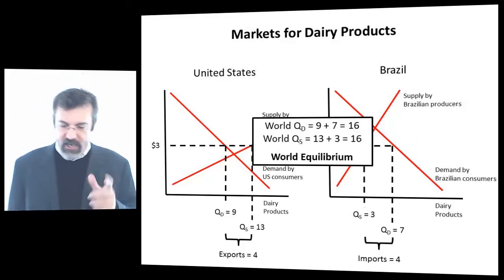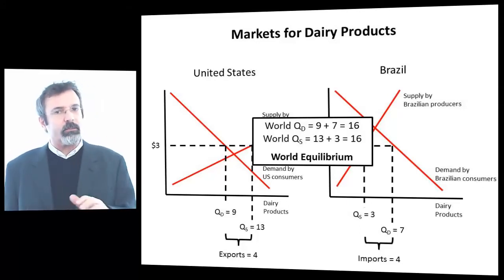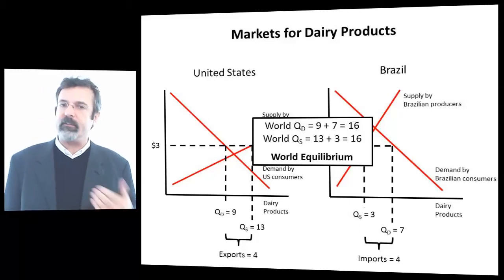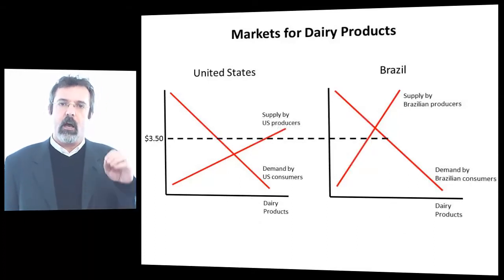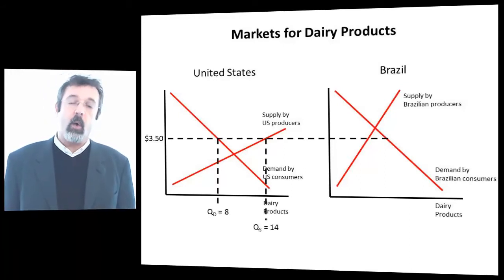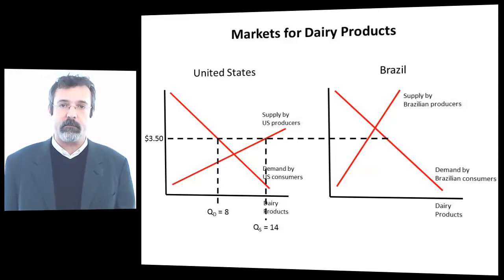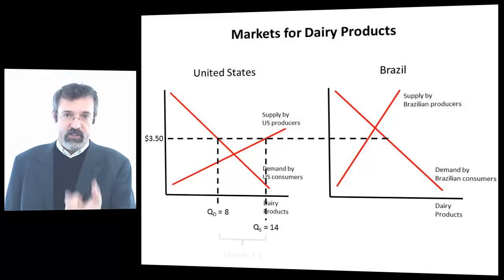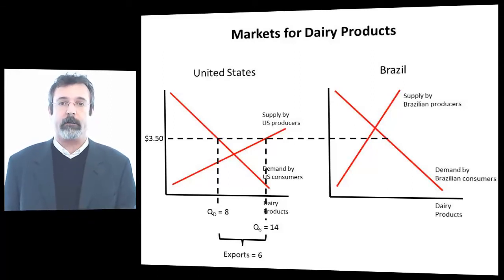Now, to see how we ended up with this world price of $3, imagine that the world price isn't $3 but $3.50. If the world price of dairy products is $3.50, American consumers are willing to consume 8 units of dairy products, while American producers are willing to produce 14 units of dairy products. This surplus of 6 units of dairy products, the Americans now export onto the world market.